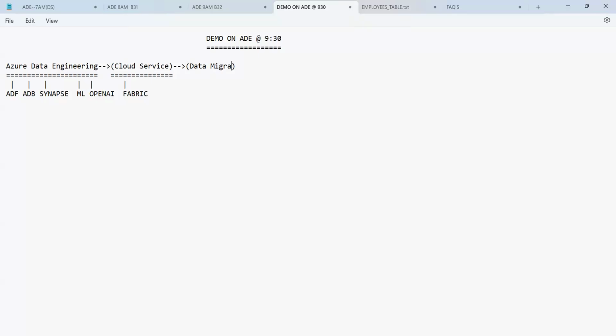The first one we can do here, guys, is data migration. The second one is data integration. Then we have data summarization. Then the next one we have is data visualization.